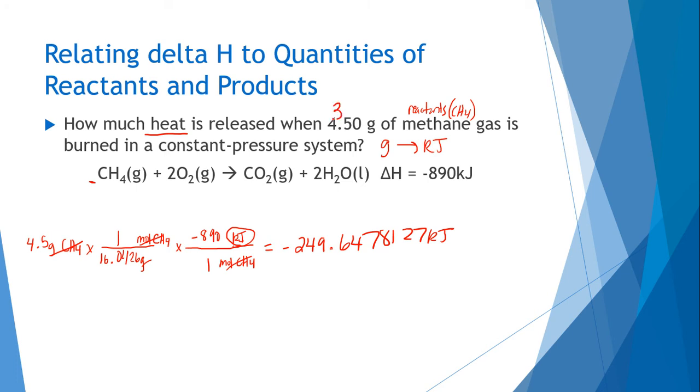So here I have 3 sig figs. We use this number. This one has 2. So when I give my answer, I can only have 2 sig figs. So negative 200, and that 9 is going to round that 4 up. 250 kilojoules.